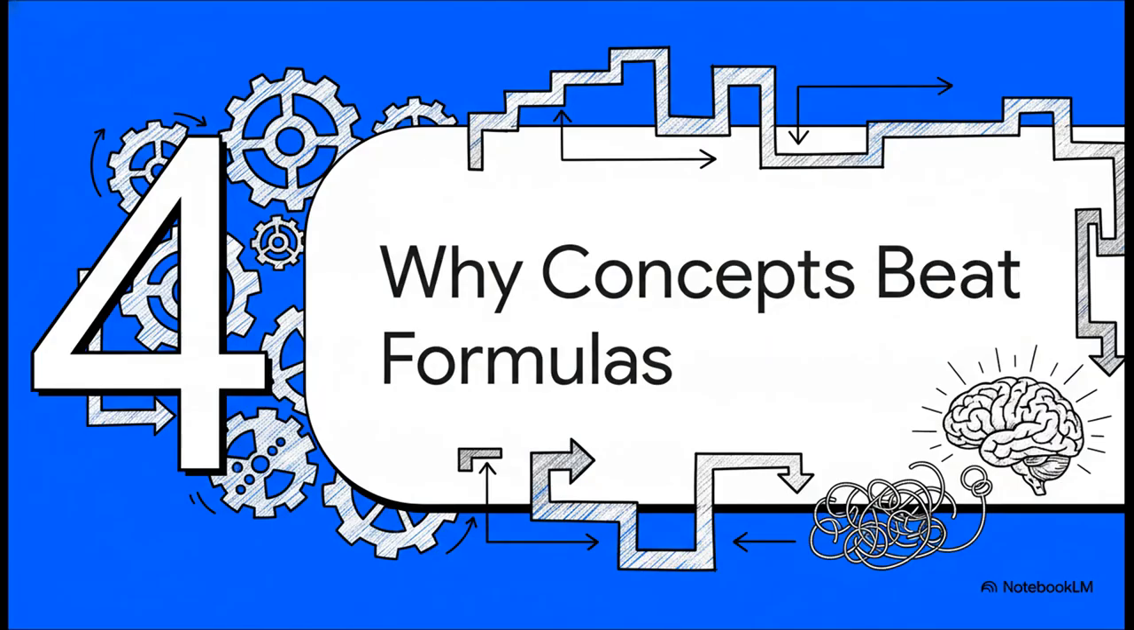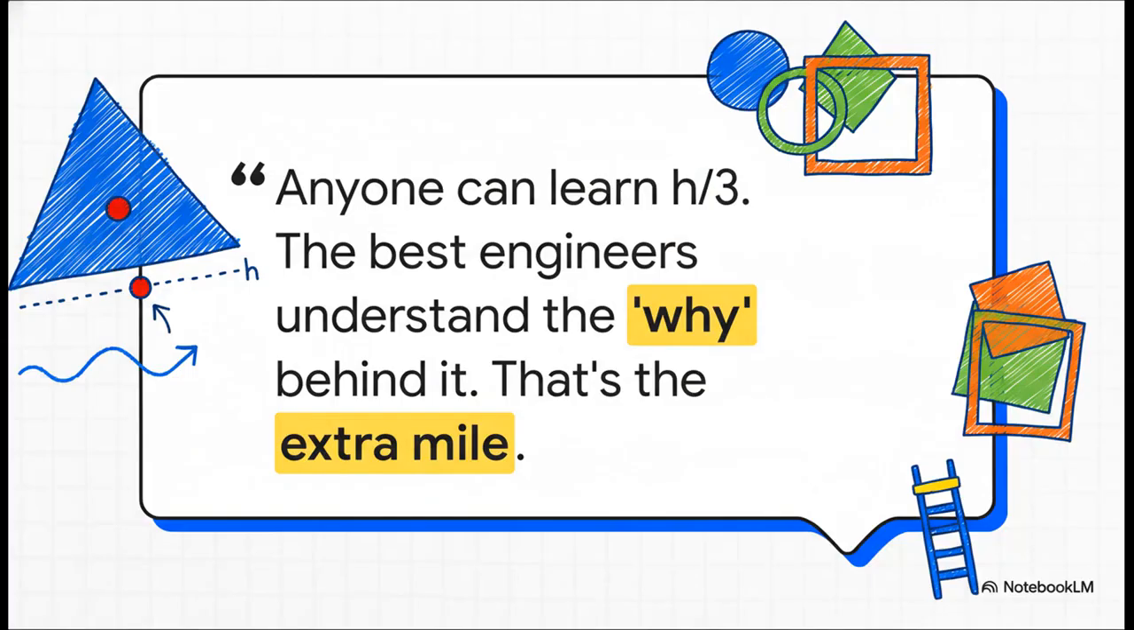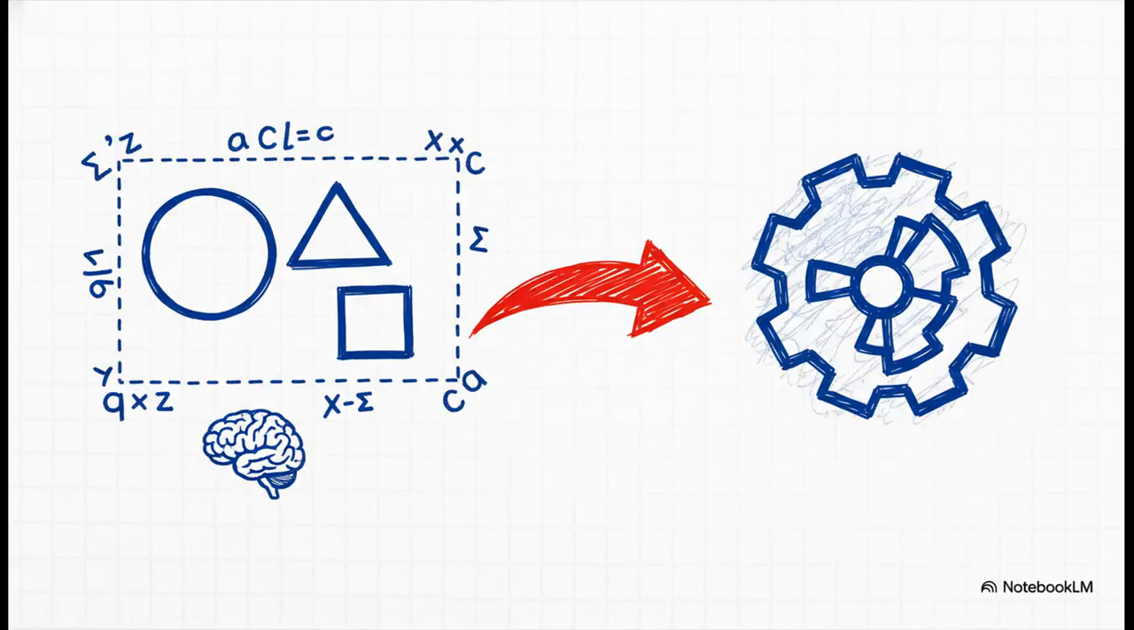Okay, so you might be thinking, why did we just dive into all that theory? Why does really understanding this principle matter more than just memorizing a handful of formulas? Well, think about it like this. Anyone can memorize that the centroid of a triangle is at h/3. That's just rote learning. But the best engineers, the ones who really solve problems, they understand the why behind it. That's what sets them apart. And this is the real kicker, because one day you're going to face a weird, non-standard shape that you've never seen before. It's not in any textbook. And in that moment, the formulas won't help you. You have to go back to the fundamental principles. That deep knowledge is what allows you to crack the really tough problems that make a real difference.